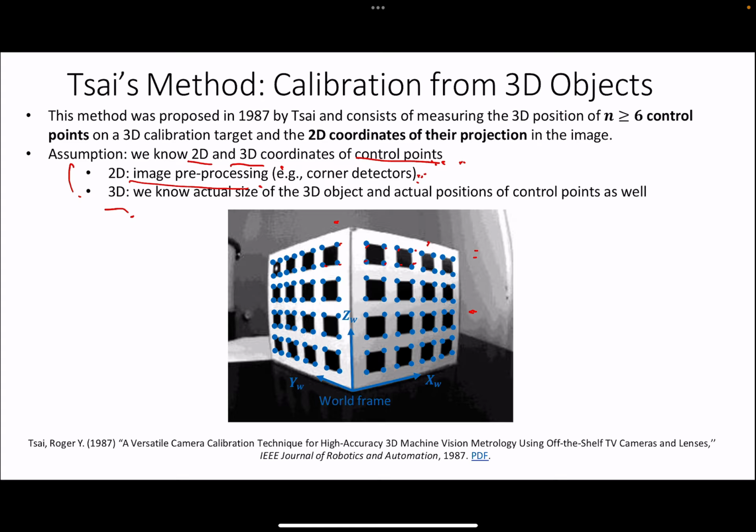Anyway, Zeiss method, in one sentence, is calibration from a 3D object. The assumption is that for the 2D side, we use an image processing algorithm to detect corners. On the 3D side, we know the actual size of the 3D object and the actual position of control points as well.